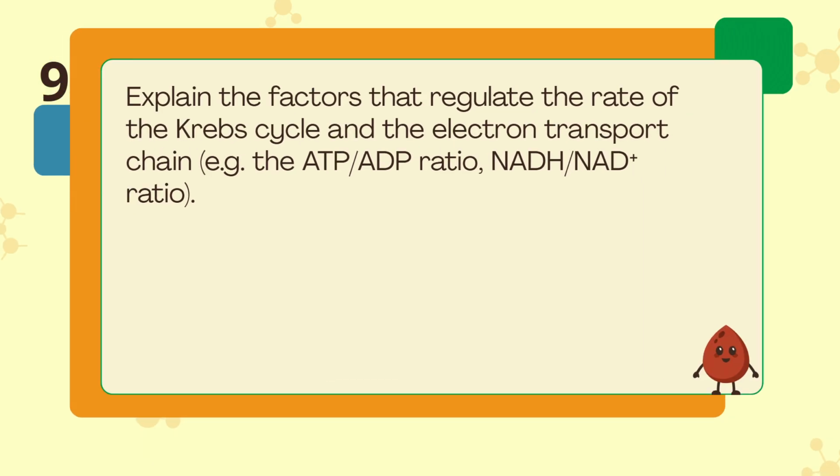Question number 9. Explain the factors that regulate the rate of the Krebs cycle and the electron transport chain, e.g., the ATP/ADP ratio and the NADH/NAD+ ratio.